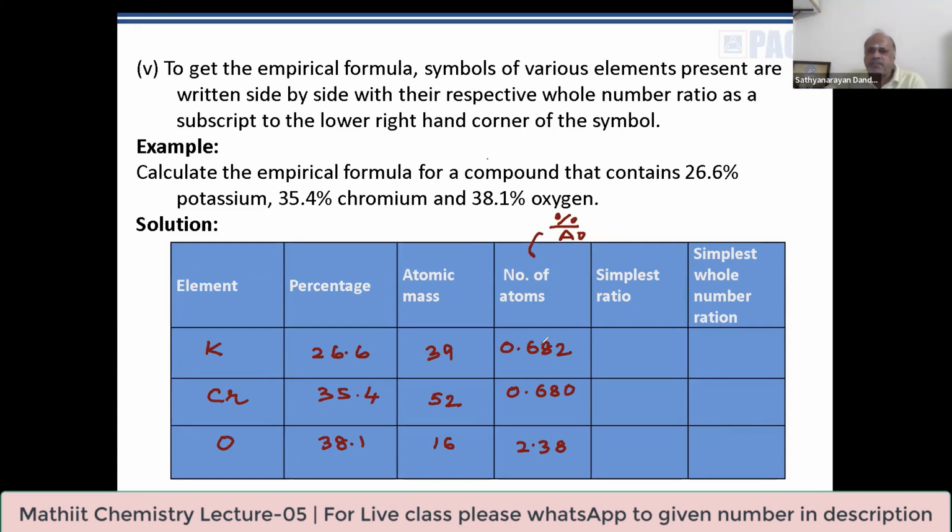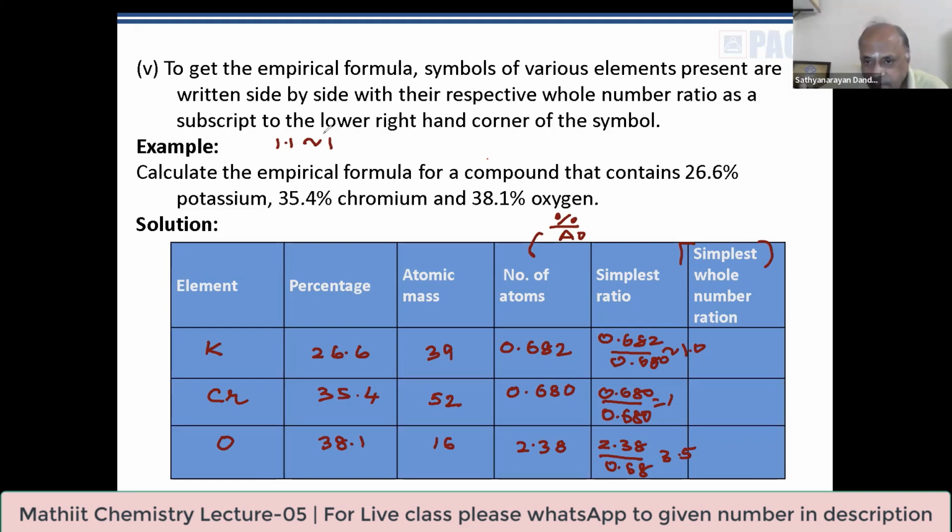Now, the simplest ratio means divided by the smallest value. 0.68 divided by 0.680, approximately equal to 1. This also equals 0.680 divided by 0.680, equal to 1. Here, 2.38 divided by 0.68. What is the value? Ayush. 3.5. So 3.5 is not equal to a whole number. What do we do for the simplest ratio? If it is 1.5, multiply by 2. Yes, that's right.